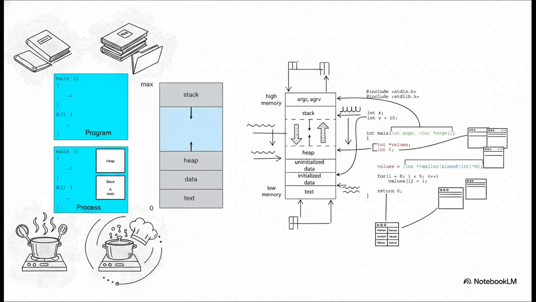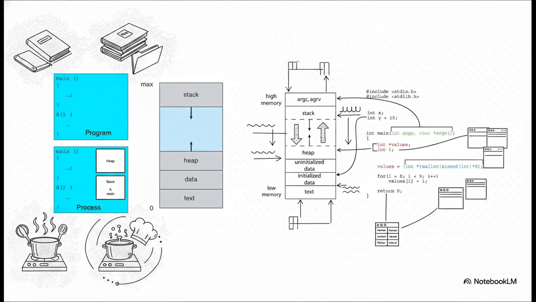To really understand how multitasking works, we first have to clarify the difference between a program and a process. On the left, you've got a passive program. Think of it like a recipe book just sitting on a shelf. It's honestly just a file resting on your hard drive. But an active process, over on the right, that's the actual cooking happening in the kitchen.